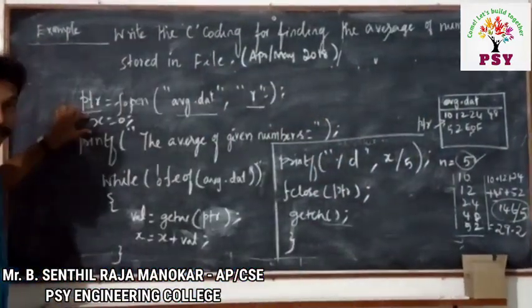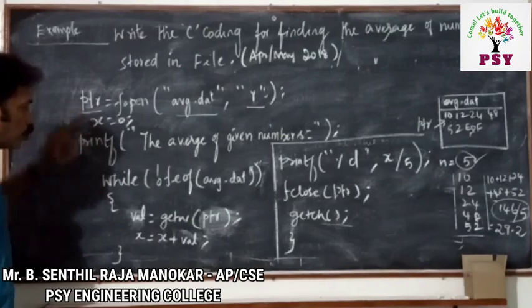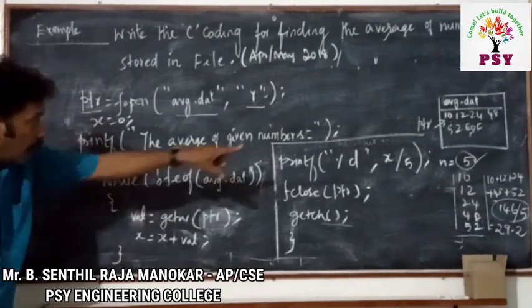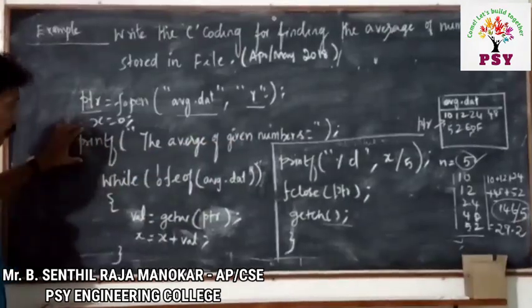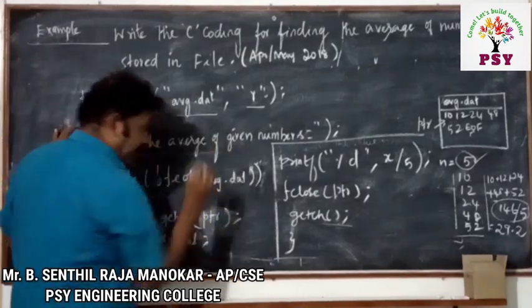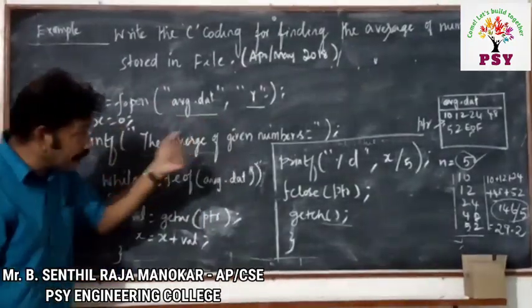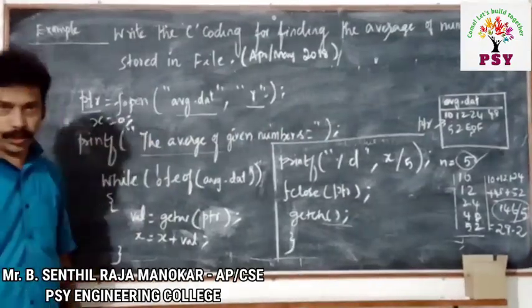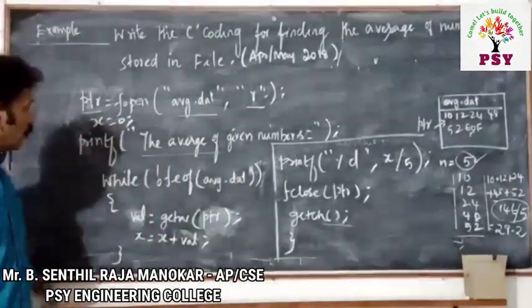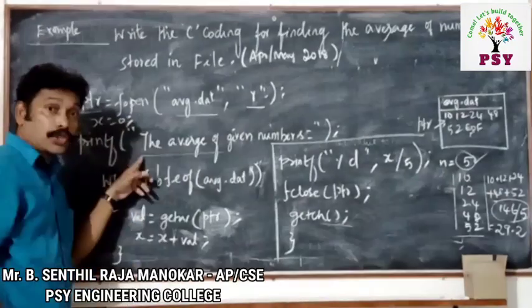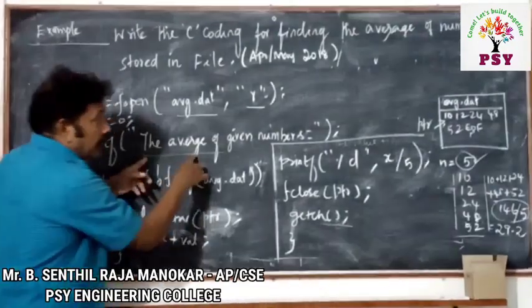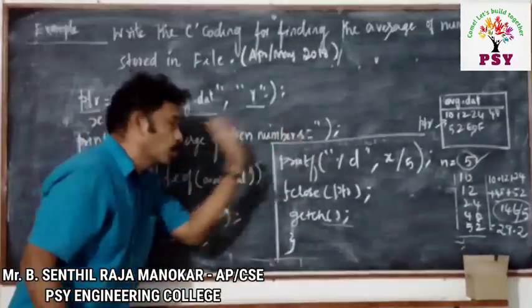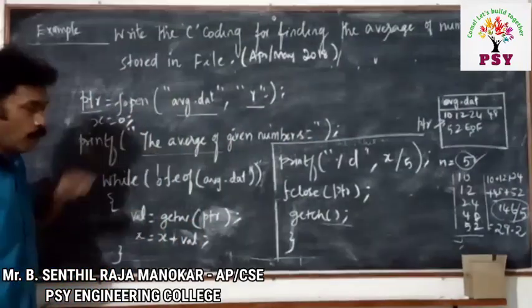Then next, x is equal to 0. This value we are going to use for the sum of all the values. Then we have a printf statement. Once you get the values one by one, finally we are going to print the average through the formula. So for that we have a console output statement, "Average of given numbers is equal to". That is why I have written it over here.